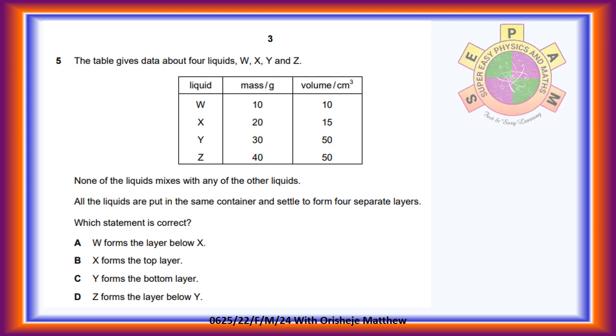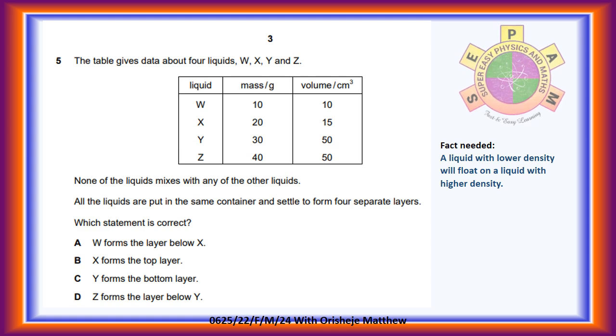Option B, X forms the top layer. Option C, Y forms the bottom layer. Option D, Z forms the layer below Y. Fact needed: a liquid with lower density will float on a liquid with higher density. Calculate the density of each liquid. Density is calculated by dividing mass by volume.